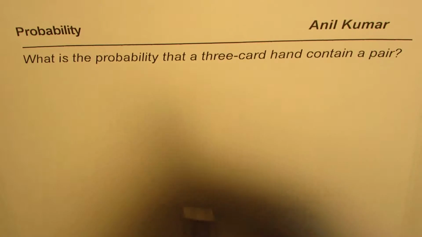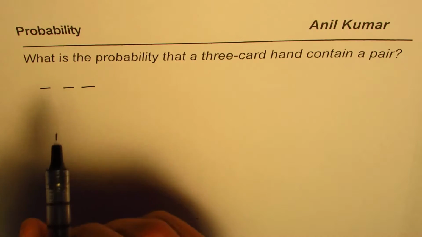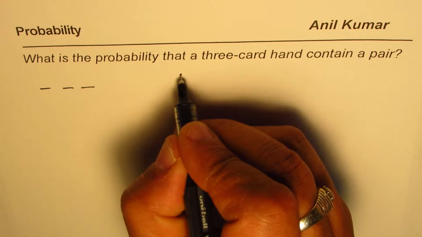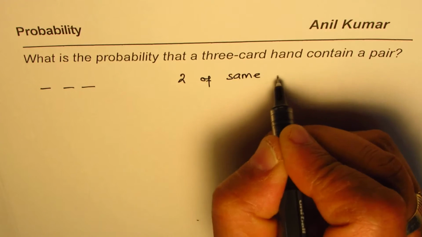Now, when we say pair, what we're trying to say here is we have a three-card game. So same of one type. We call them as denominations. So we have two of same denomination.